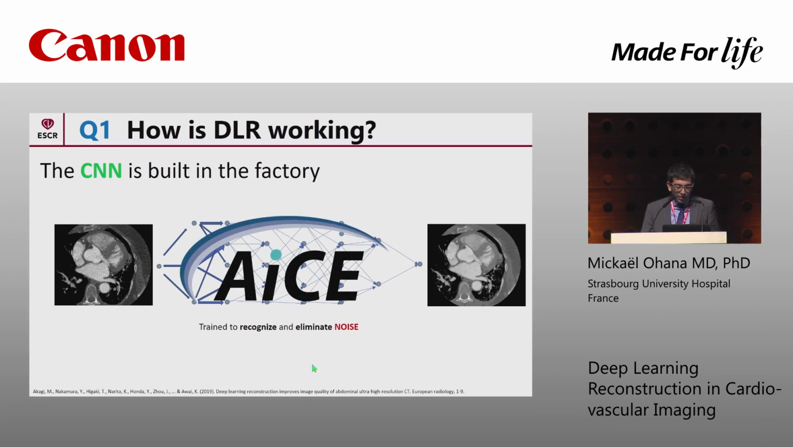And then we understand that this algorithm is trained to go from here to here, and the difference from here to here is just noise. So this algorithm is trained to recognize and to eliminate noise.